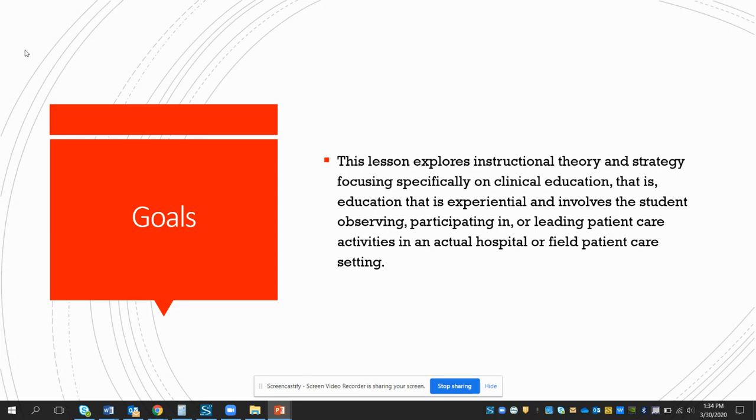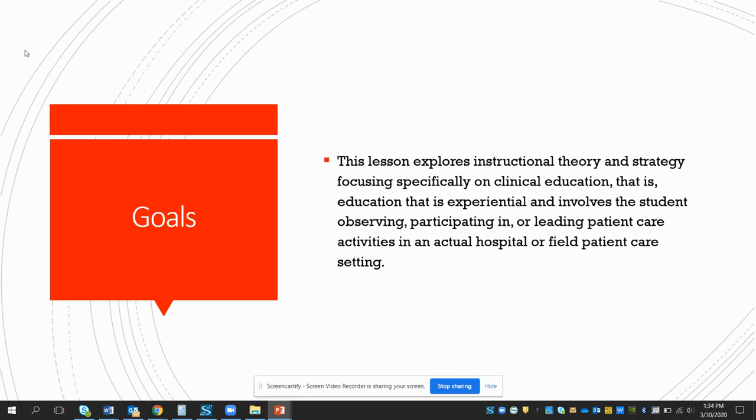So the goal here for this lesson is to look at the instructional theory and strategy focusing specifically on clinical education, that is education that is experimental and involves the student observing, participating in, or leading patient care activities in an actual hospital or field patient care setting.